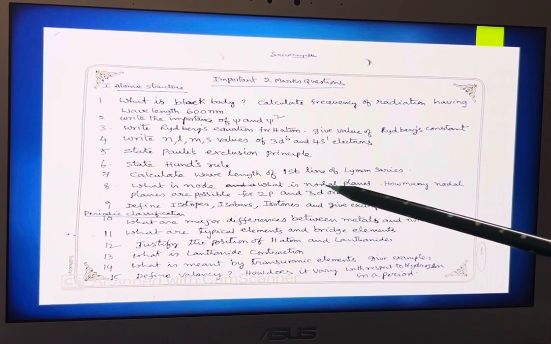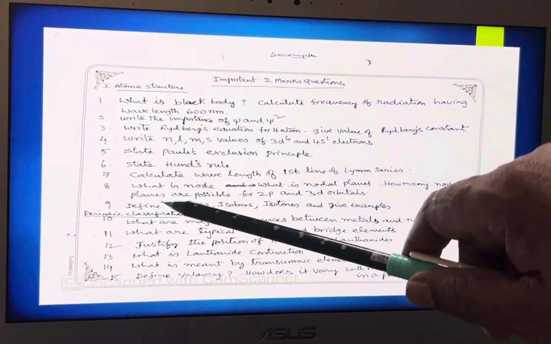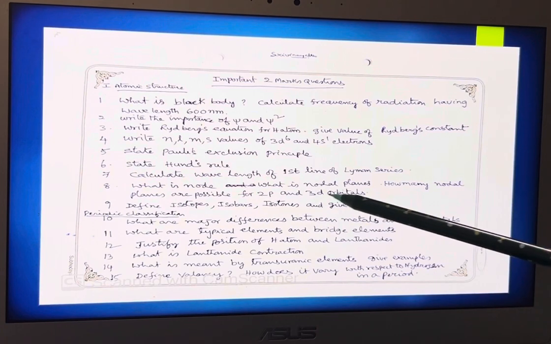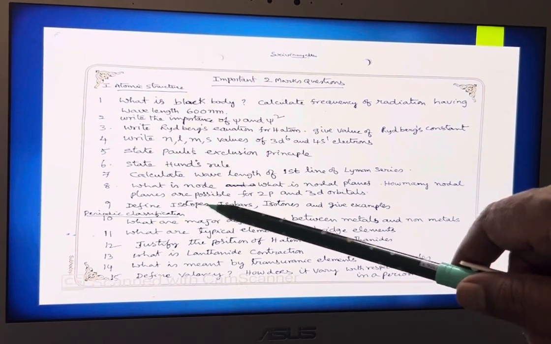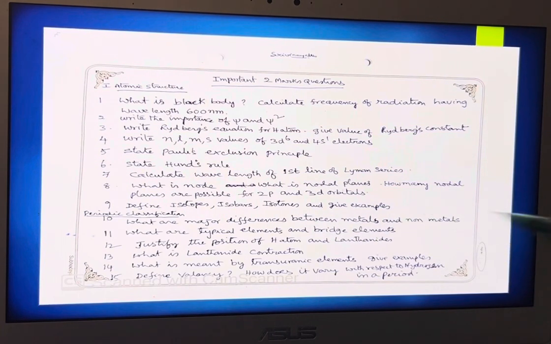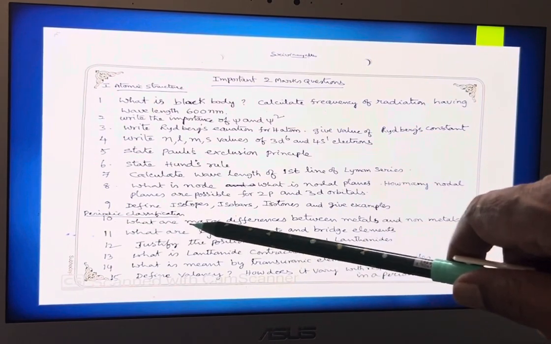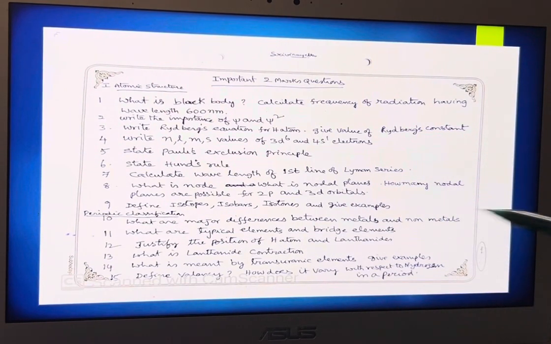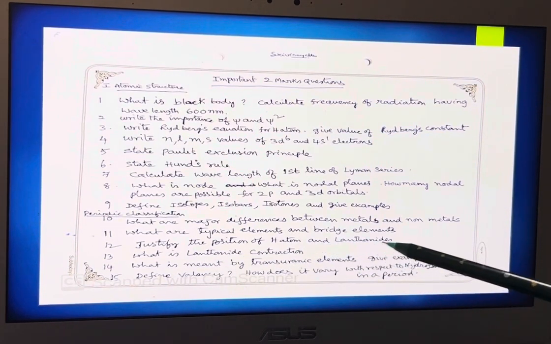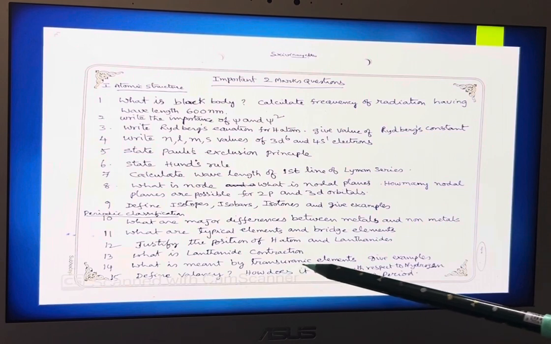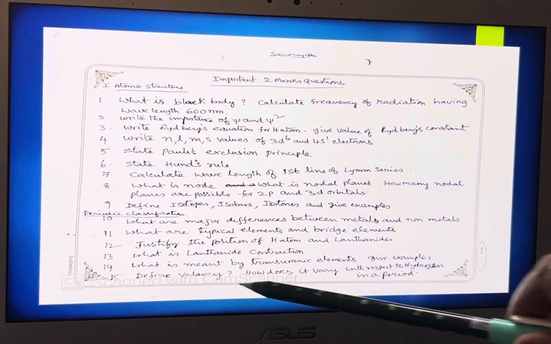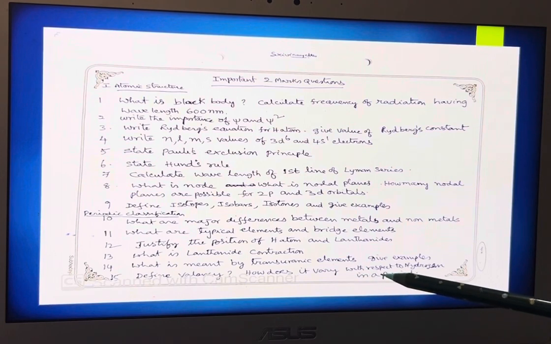What is node and what is nodal plane? How many nodal planes are possible for 2p and 3d orbitals? Define isotopes, isobars, isotones, and give examples. These are some 2 mark questions from the first chapter. Next, periodic classification. What are major differences between metals and non-metals? What are typical elements and bridge elements? Justify the position of hydrogen atom and lanthanides. What is lanthanide contraction? What is meant by transuranic elements? Give examples. Define valency. How does it vary with respect to hydrogen in a period?